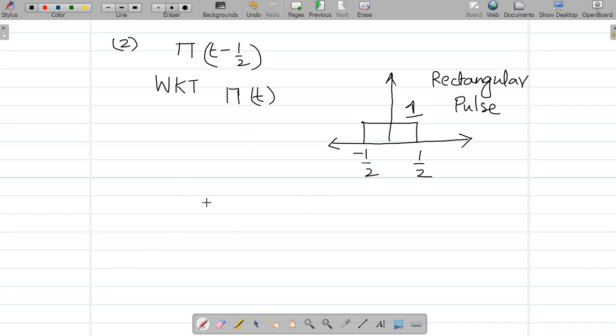So I have to delay it by half a second. When I delay it by half a second, I have to forward shift it by half a second. So I get 1 here and 0 here. So this is what I get.